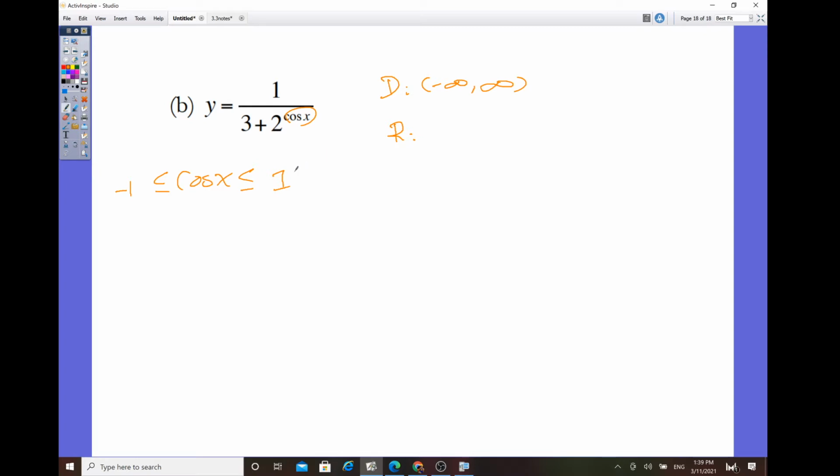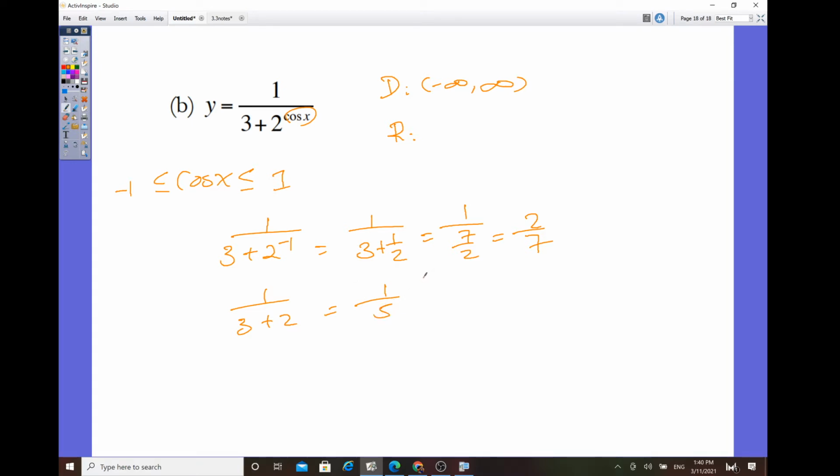So let's say we have a very small number, -1. Then that'd be 1 over 3 plus 2 to the power of -1, which is 1 over 3 plus 1/2. That'd be 1 over 3 and 1/2, which is 1 over 7/2, so that number would be 2 over 7. And also, let's say that cosine of x is 1, then that would be 1 over 3 plus 2, and that number would be 1/5.